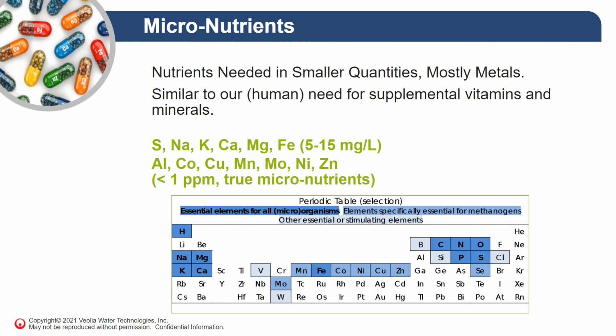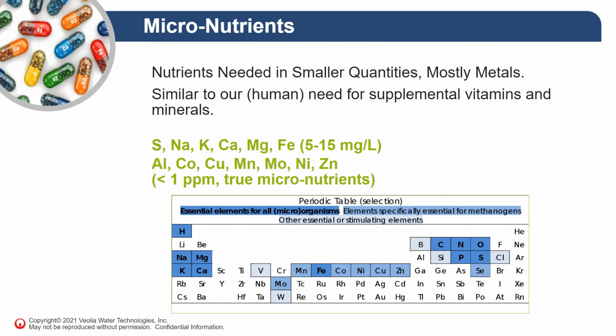And the truly micronutrients are minerals that are needed in less than 1 part per million. You need aluminum, copper, cobalt, manganese, molybdenum, nickel, and zinc. Those are the big ones. And the big ones that are especially required and necessary for the methane forming bacteria are nickel, cobalt, and molybdenum.